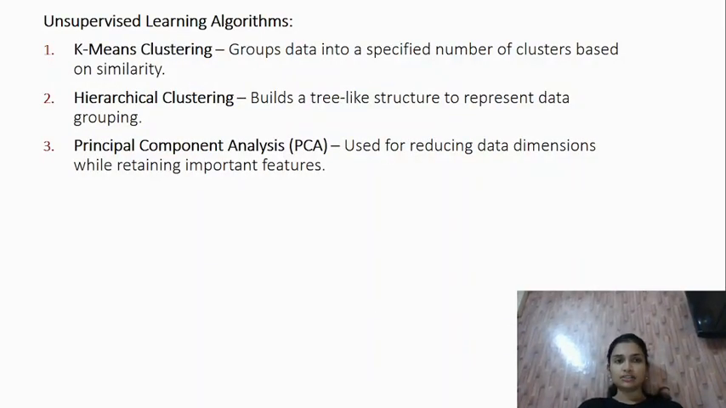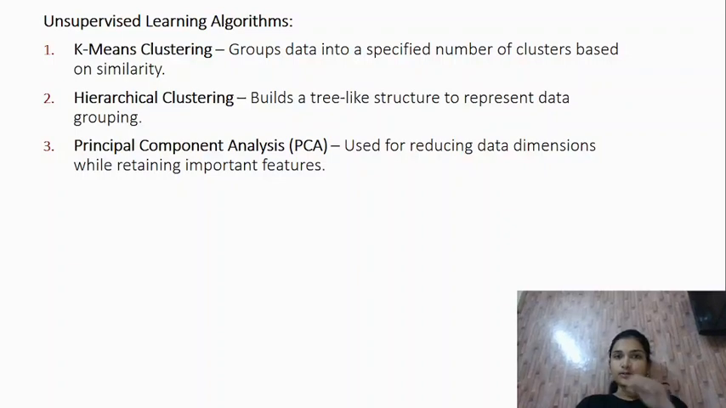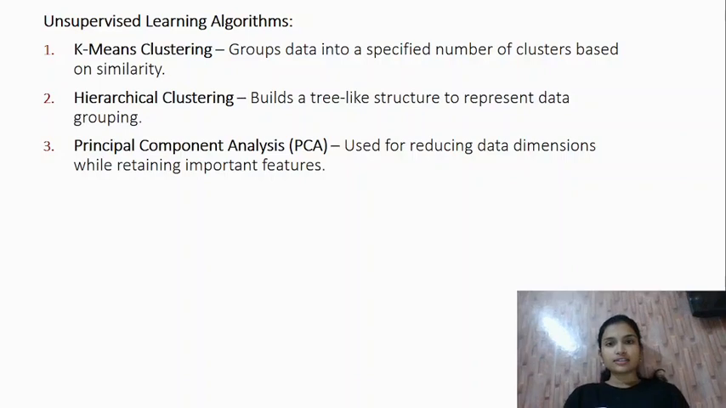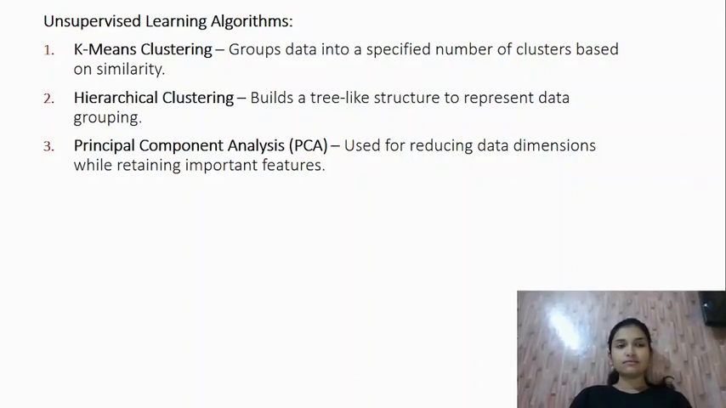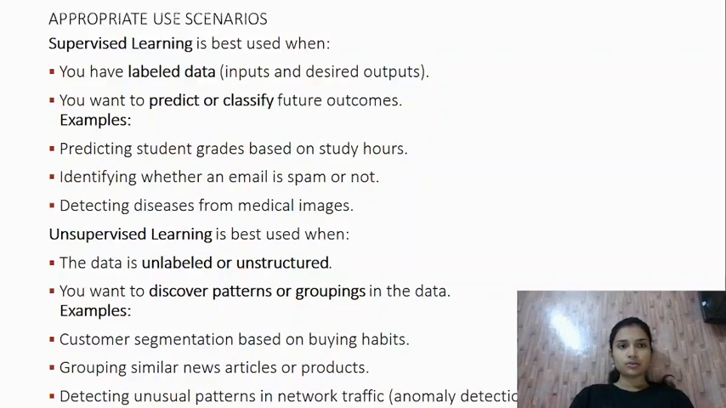Now, unsupervised learning algorithms. In this, K-means clustering, grouping data into a specified number of clusters based on similarity. In clustering, if there is any similarity between data, then we group them into clusters. Hierarchical clustering builds a tree-like structure to represent data grouping. In hierarchical clustering, we build a tree-like structure. It can be bottom to up or up to bottom. Principal component analysis is used for reducing data dimensions while retaining important features.